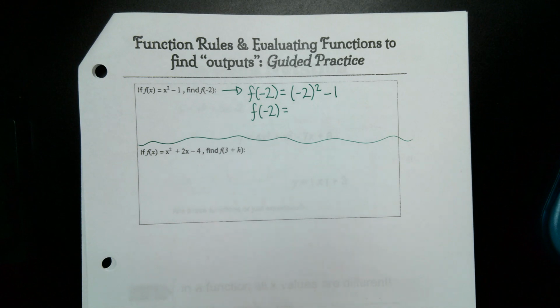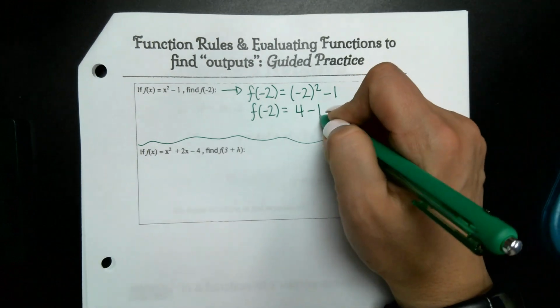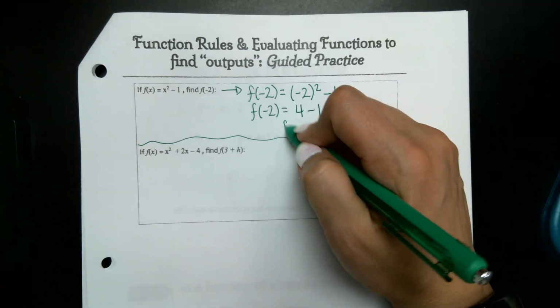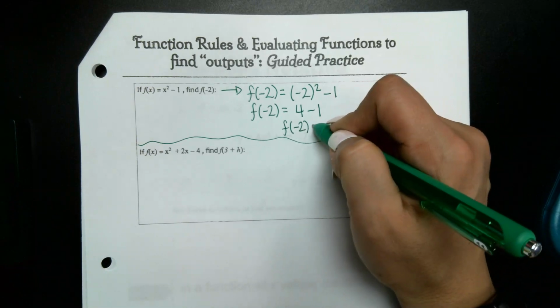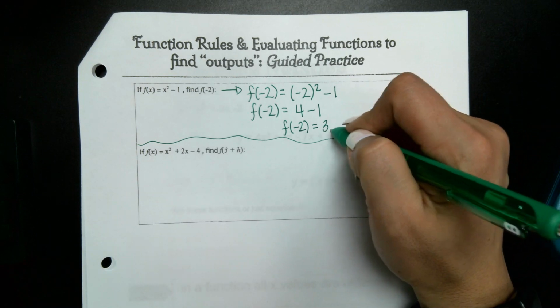So -2 squared would be what? It would be what? +4. It's +4 minus 1, which is, what's 4 minus 1? 3.